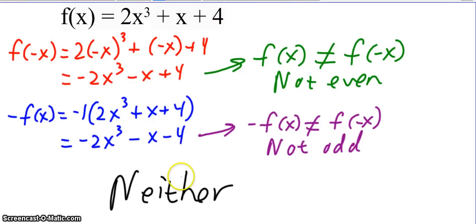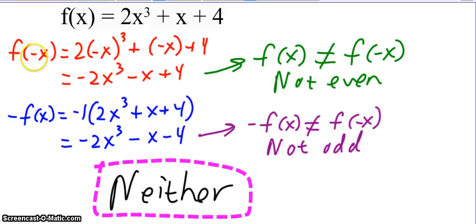Okay, so the answer here is neither. And here I show my work. First, I figured out what is f of negative x. I saw that was not the same as f of x, so it is not even. Then I found negative f of x. I saw that was not the same as f of negative x, so it's not odd. Therefore, by default, it's neither.